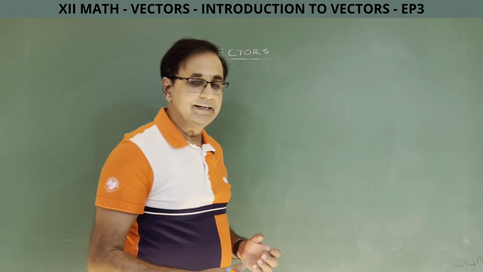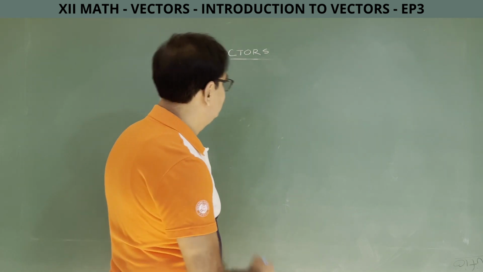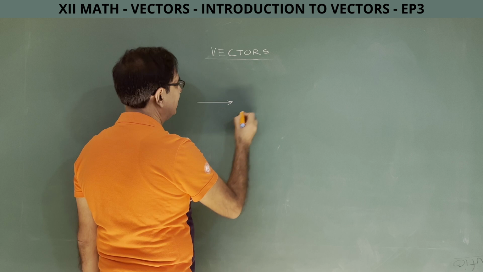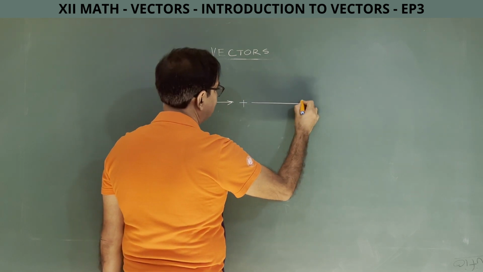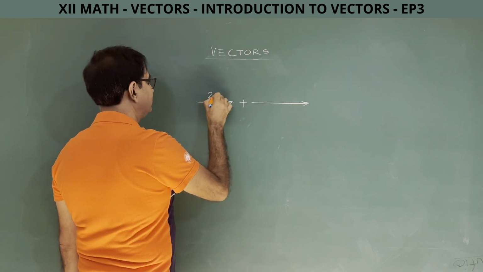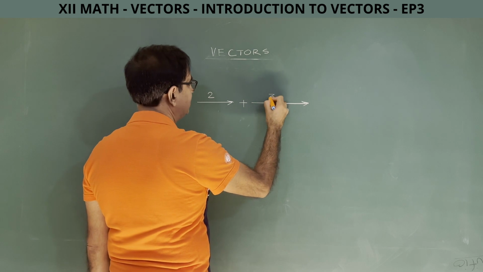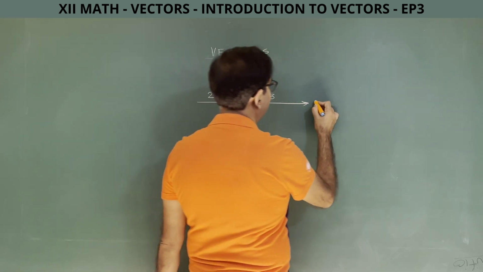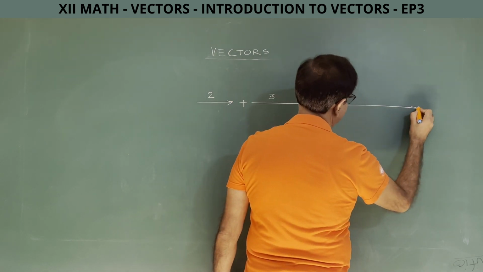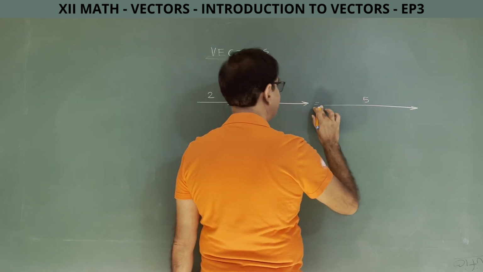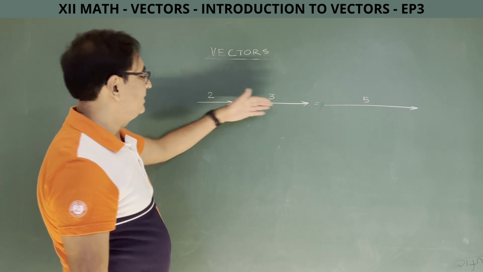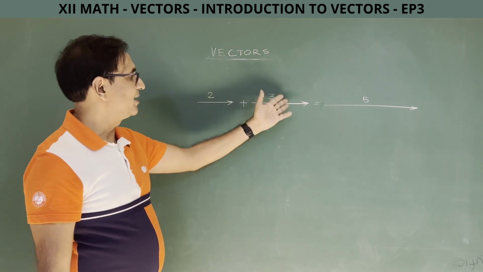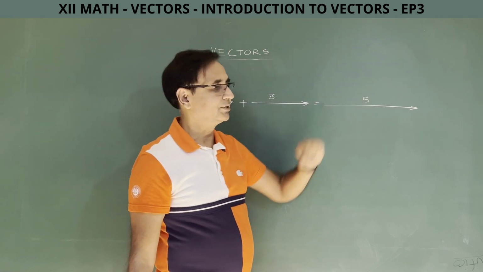So, let us take 2 simpler cases. Suppose I have 2 vectors in the same direction. This is one vector, this is another vector. The magnitude of this is 2, the magnitude of this is 3. Now, if I want to add them, I will get a vector in the same direction but of magnitude 5. So, if 2 vectors are pointing in the same direction, it is very easy to add them. You just add their magnitudes and retain the direction.